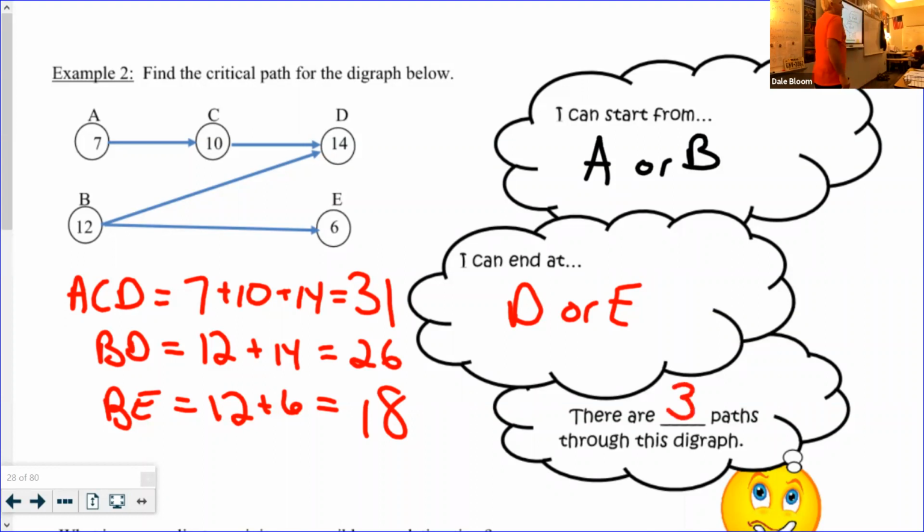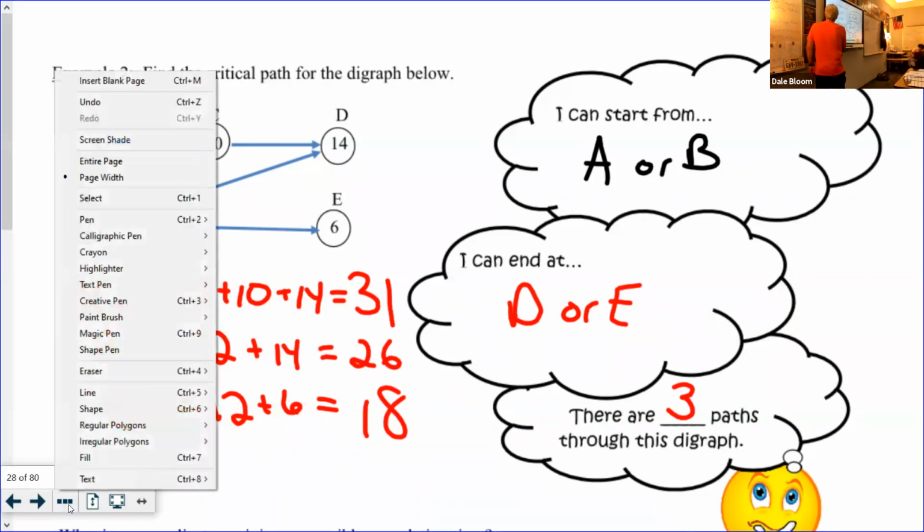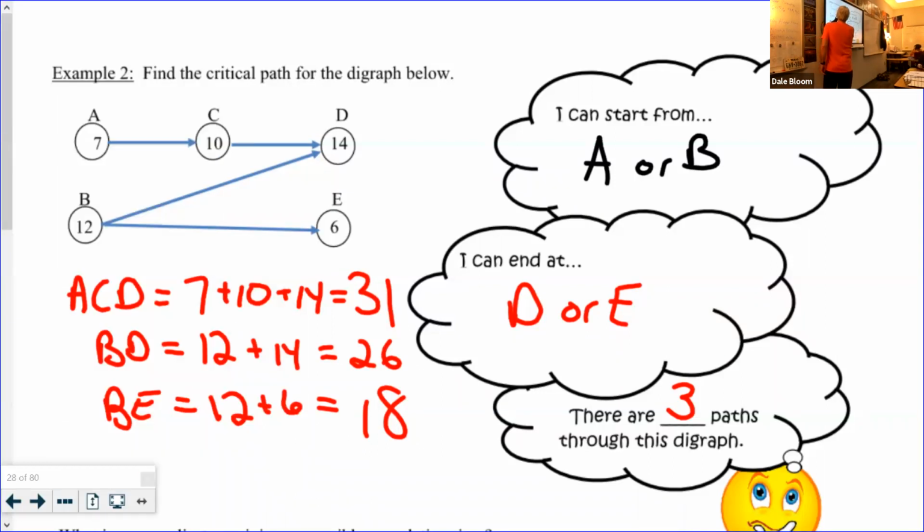So, guys, I've got three paths through there. Which one is my critical path? 18? Is the critical path here in these? No, just kidding. It's 31. What did I write at the bottom of your last page? The one was the biggest answer. We just got the biggest answer, 31. Guys, that is your critical path.